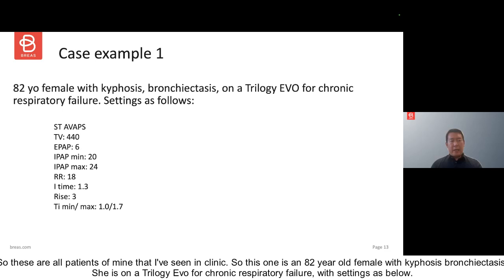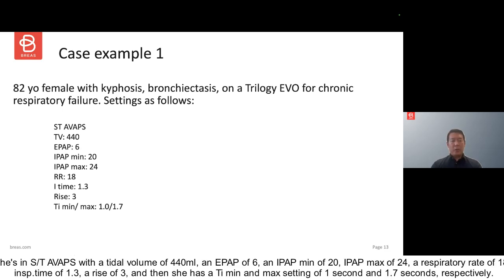So this one is an 82-year-old female with kyphosis, bronchiectasis. She is on a Trilogy Evo for chronic respiratory failure with settings as below. She's in ST AVAPS with a tidal volume of 440, an EPAP of 6, an IPAP min of 20, IPAP max of 24, a respiratory rate of 18, I time of 1.3, a rise of 3, and then she has a TI min and max setting of 1 second and 1.7 seconds respectively.